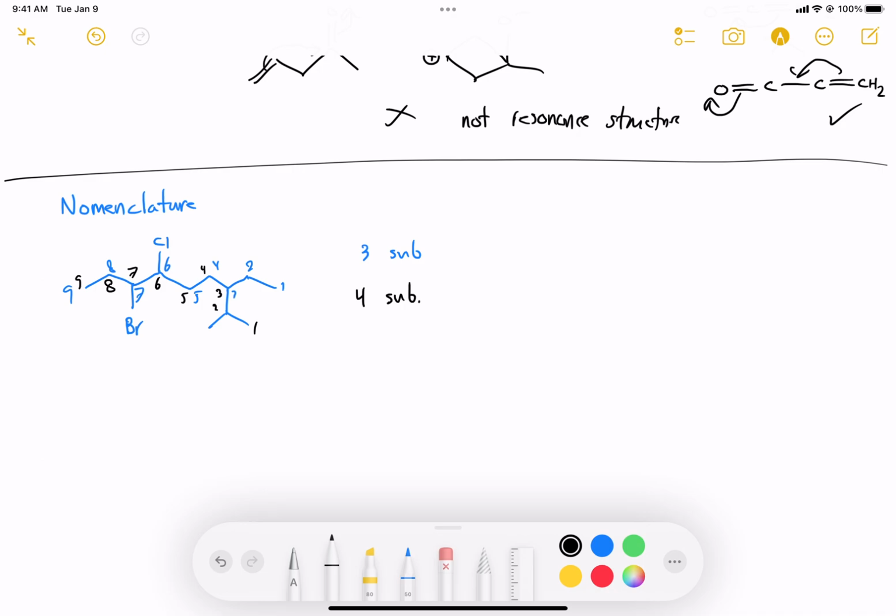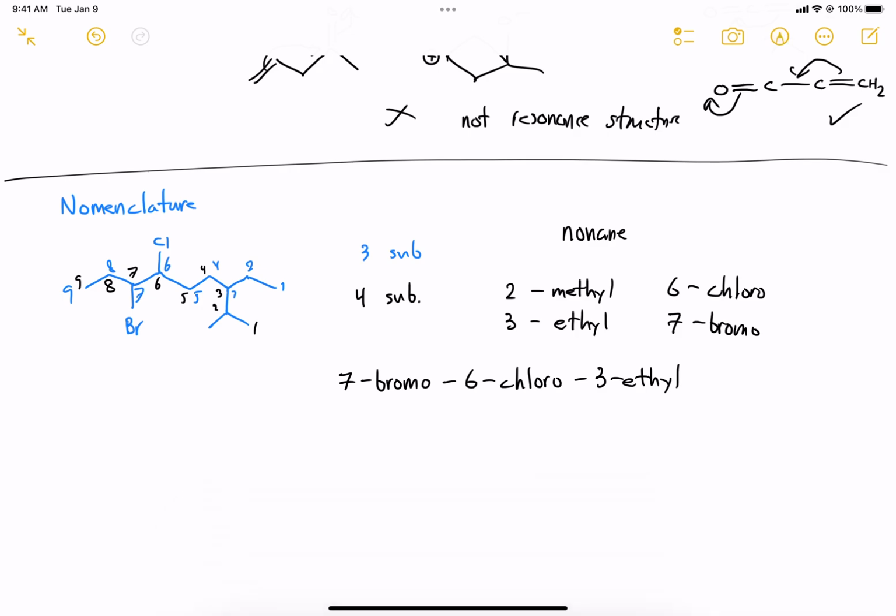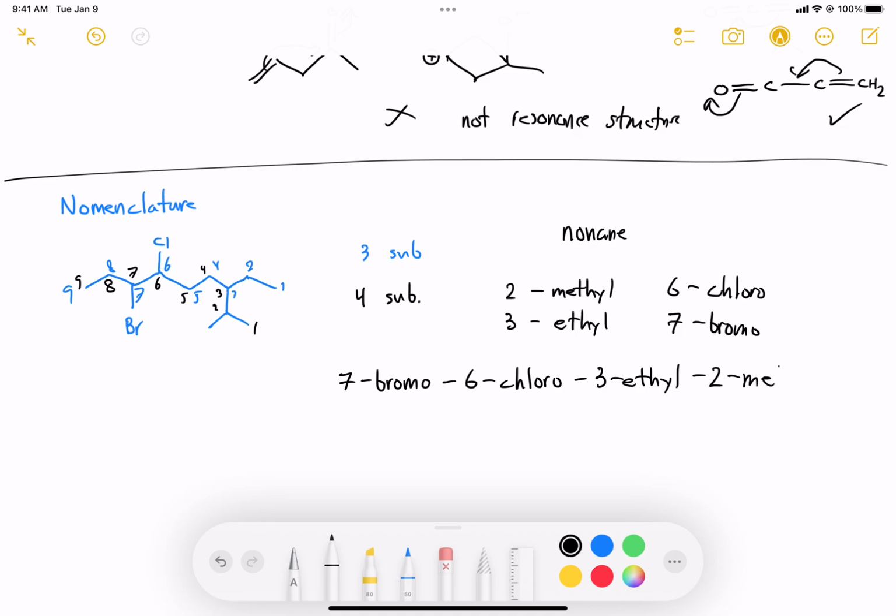So we have 2-methyl, 3-ethyl, 6-chloro, and 7-bromo. Okay? So we're going to put that all together. So alphabet comes first, 7-bromo. Oh, wait, and so the parent chain is nonane. So it's 9 carbons, right? So nonane. 7-bromo, 6-chloro, 3-ethyl, 2-methyl, nonane. Okay, so that's what we do.